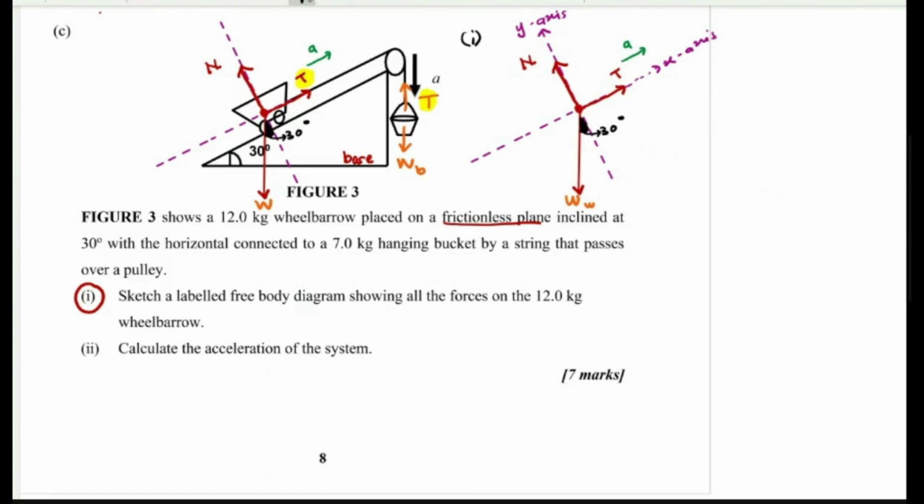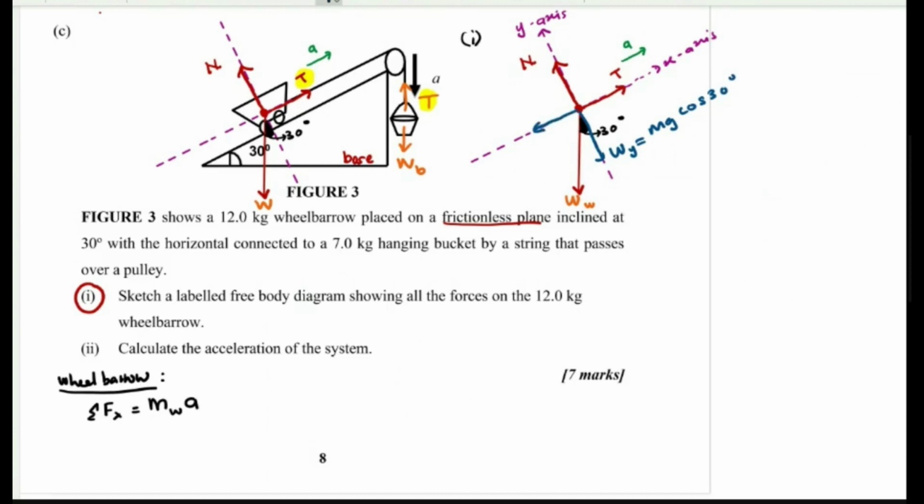Okay, so kita ada dua objek. Kita mulakan dengan salah satu objek. So let's say you want to start with the wheelbarrow. Okay, sekarang saya tanya awak, wheelbarrow tu bergerak in X component ke in Y component? X component. Okay, in X component, so dia akan jadi total Fx equal to the mass of the wheelbarrow times the acceleration. Okay? So on X-axis, we have tension, but don't forget to resolve the weight into X and Y component. So we're going to have Wy is mg cos 30 degree.